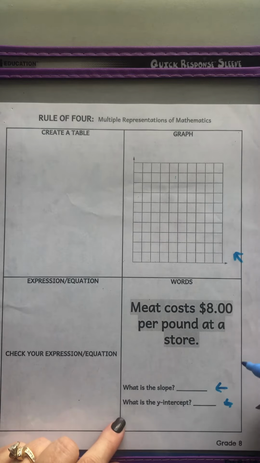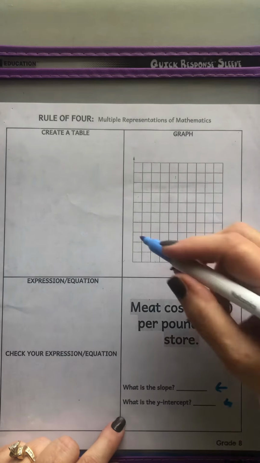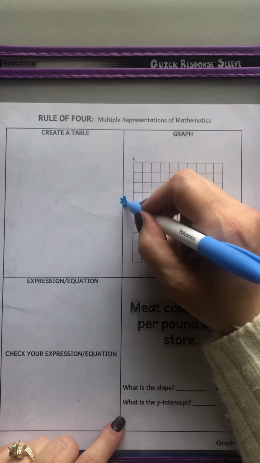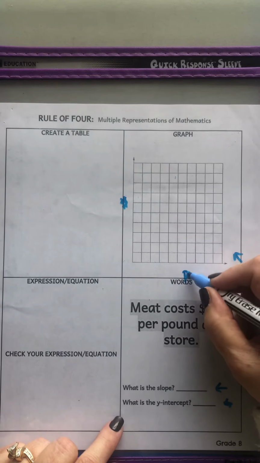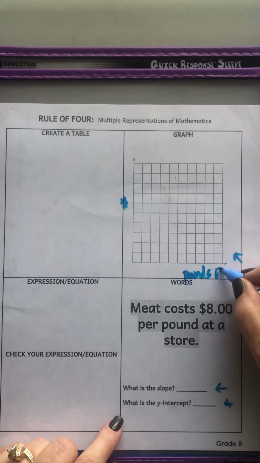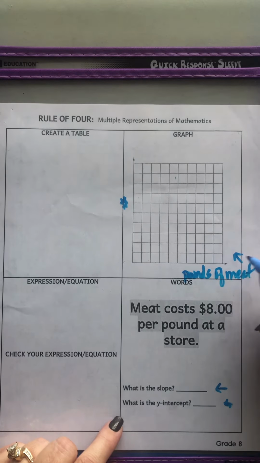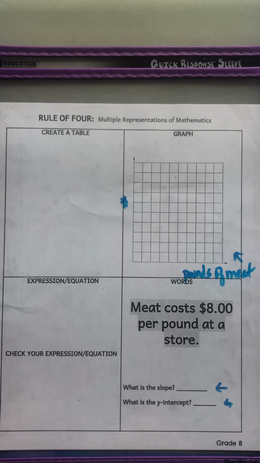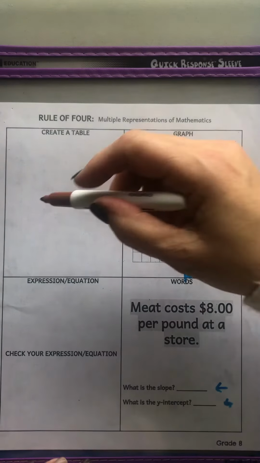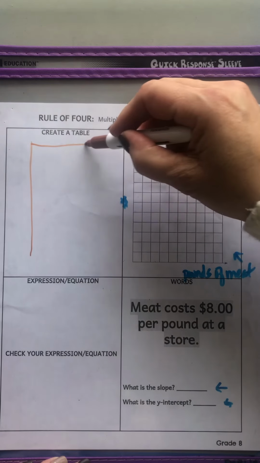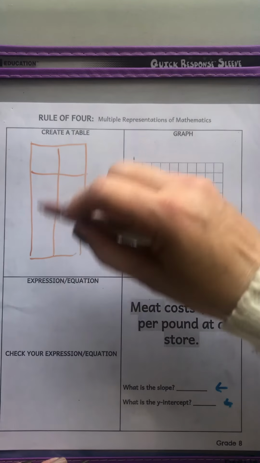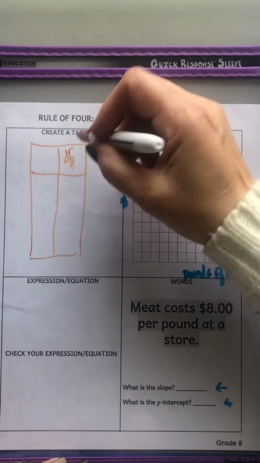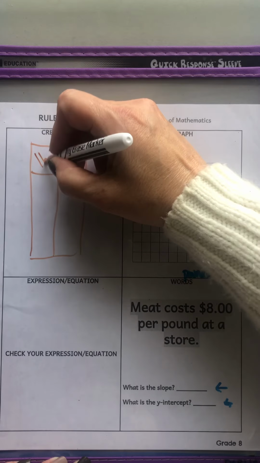Let me ask a question. If I know that this is going to be cost, right? And this is going to be pounds of meat, and that's going to be how much money it costs. I can make a table. So let's make a table, because it's always easy to make a table, right? And this is going to be how much it costs, and this is going to be the pounds.